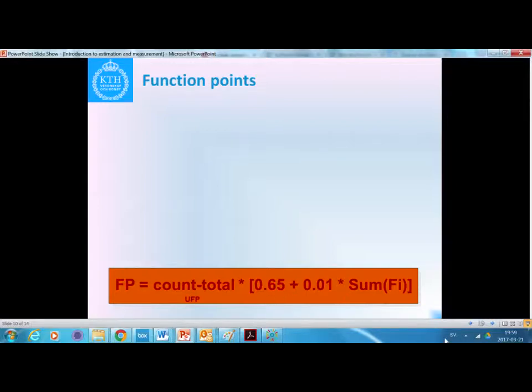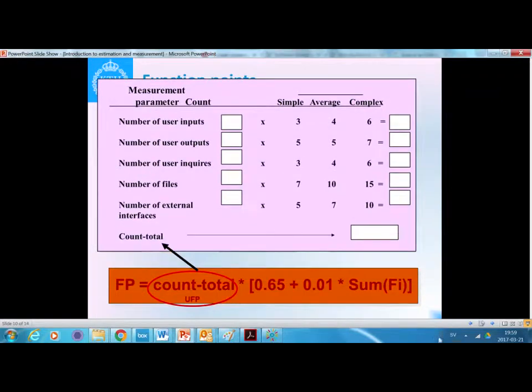And if we have a look at unadjusted function points, we have here a number of parameters that we must consider. So when you try to decide the size, you look at the number of user inputs to a certain functionality, number of user outputs, number of user inquiries, number of files, number of external interfaces. You simply try to evaluate whether they are complex, whether they have average complexity, or whether they are simple. You assign a value to them, you sum everything, and then you get a total count for unadjusted function points.